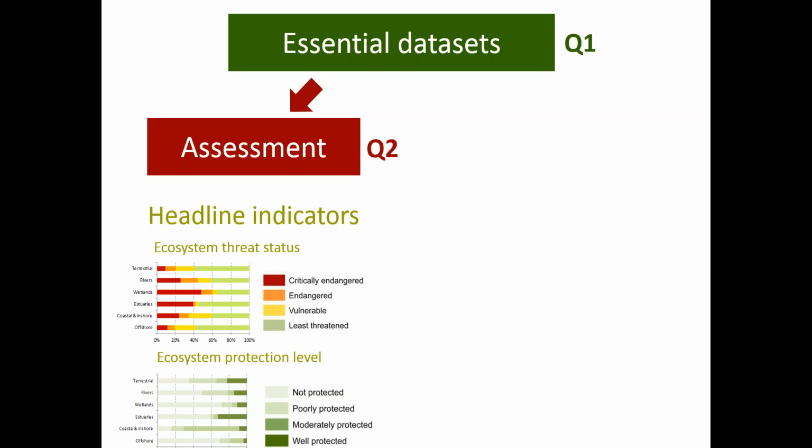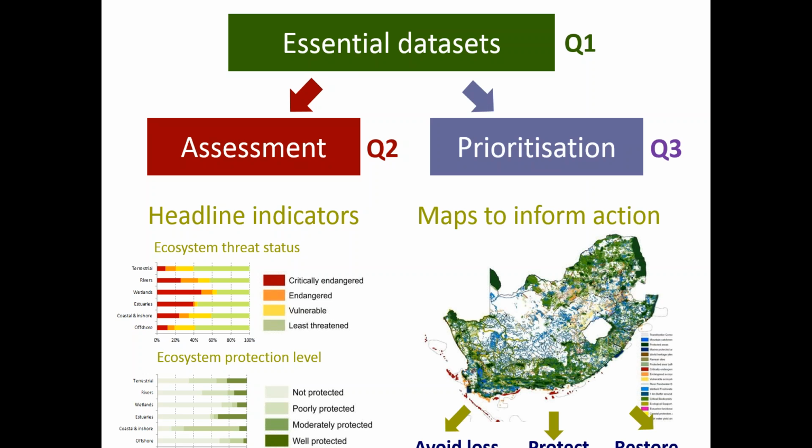And then the third question is answered through a prioritization process where we can end up with this whole series of maps to guide conservation action. In South Africa, we quite often talk about the three-way action plan. So we want to avoid further loss of natural habitat in priority areas.